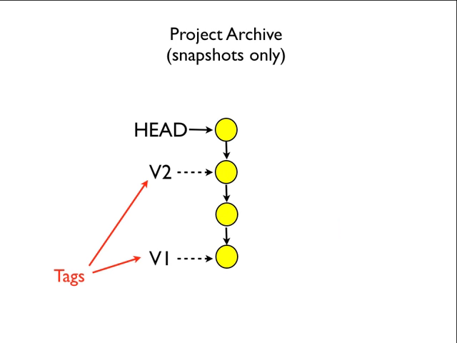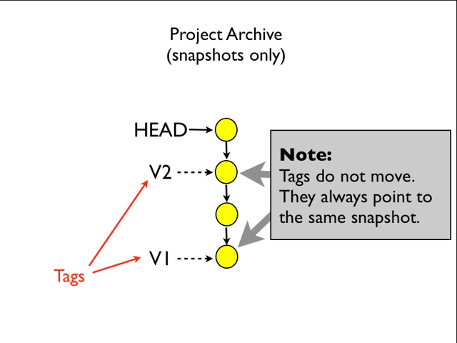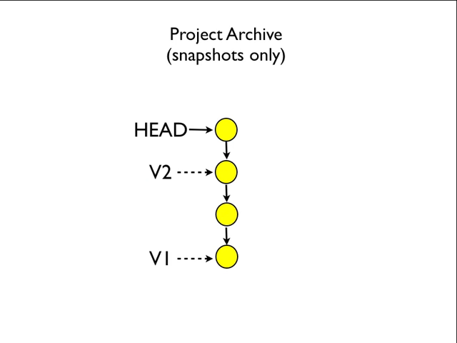We call these things tags. And the important thing to remember about tags is that they always point to the same snapshot. They don't move around in the archive. When you create a tag, version 1, it points to that snapshot. Version 2 always points to its snapshot. Okay, so that handles tagging.